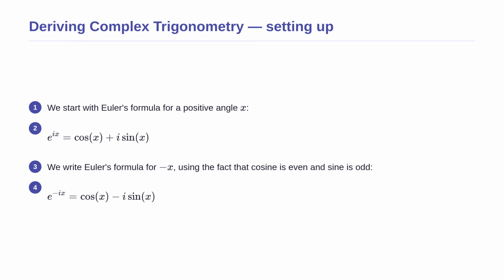Next, we write the exact same equation but replace the angle x with negative x. Because cosine is symmetric, or an even function, it stays exactly the same. But sine is an odd function, so the negative sign comes out to the front of the term. These two equations are our starting point for the derivation.